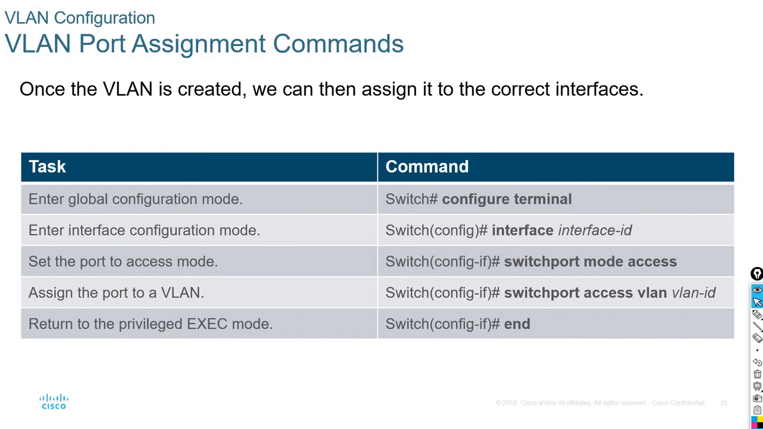So once the VLAN is created, we can assign its correct interfaces here. Any device connected to the port will be associated with the VLAN. We give the interface ID and switch port access VLAN 20. Switch port mode access is used to set the port to access mode, and switch port access VLAN ID is to assign the port to the VLAN.